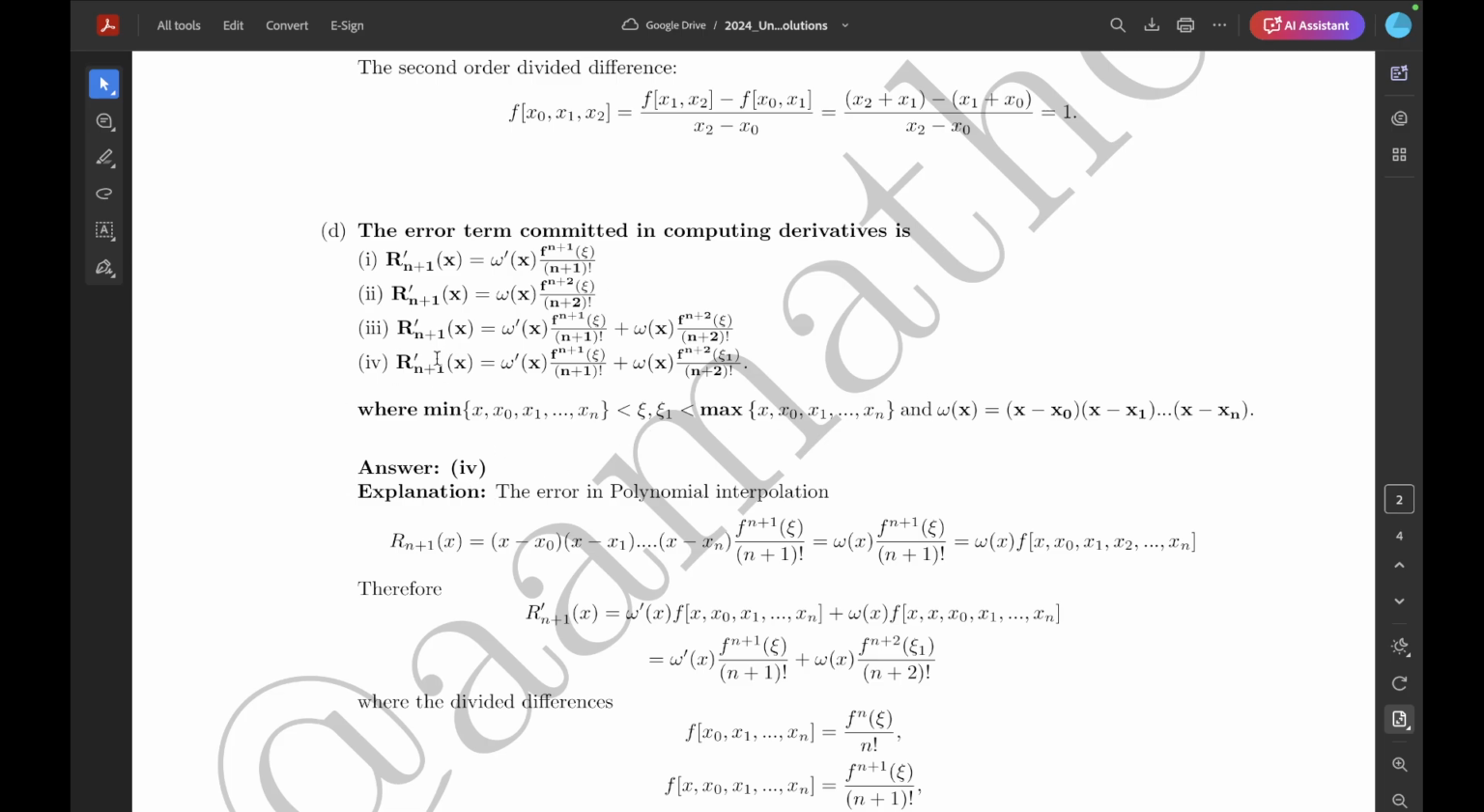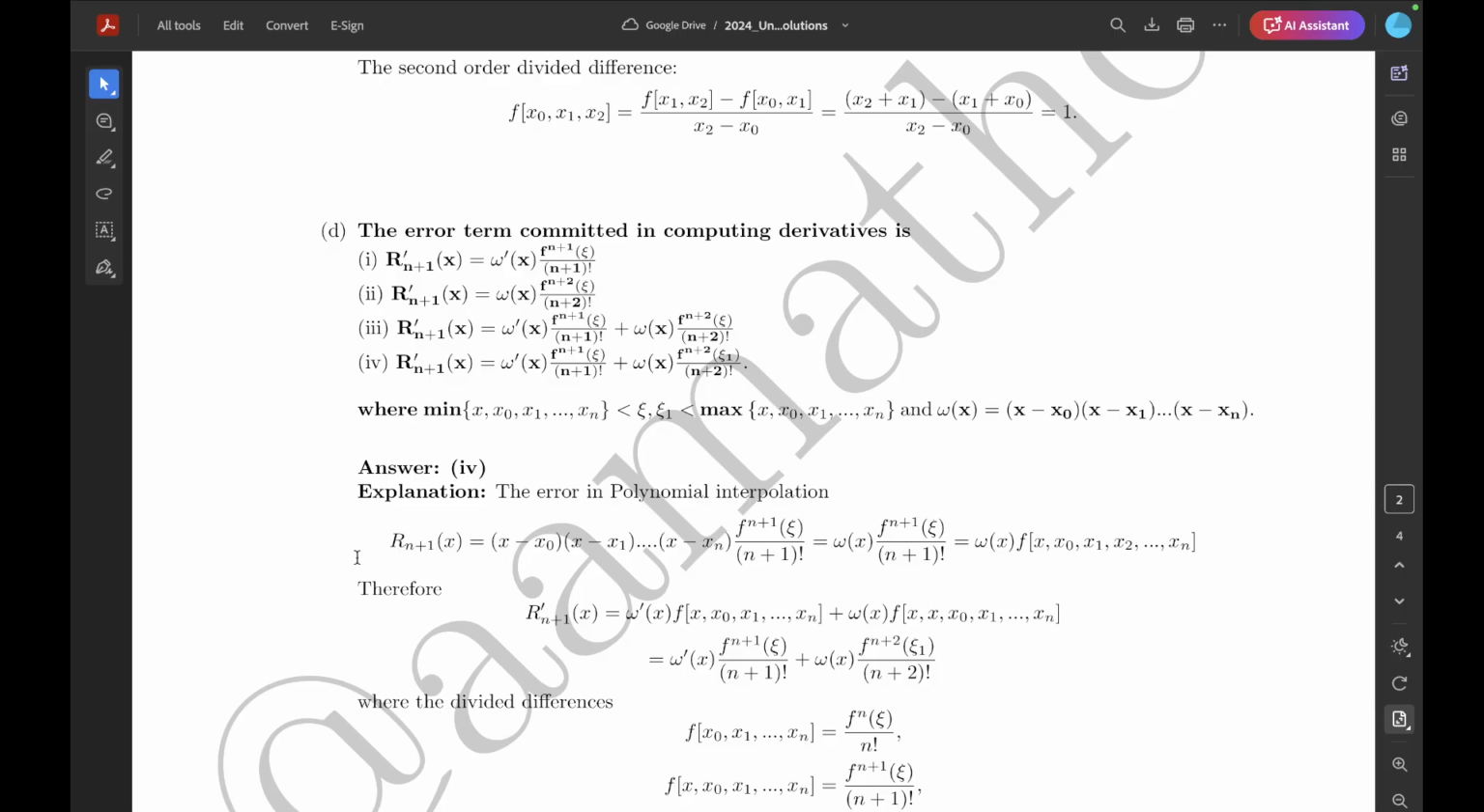Next question D, the error term committed in computing derivatives, correct option is 4, and this R n plus 1 dash x is equal to omega dash x, f n plus 1th derivative at the point xi whole divided by n plus 1 factorial plus omega x, f n plus 2th derivative at the point xi1 whole divided by n plus 2 factorial.